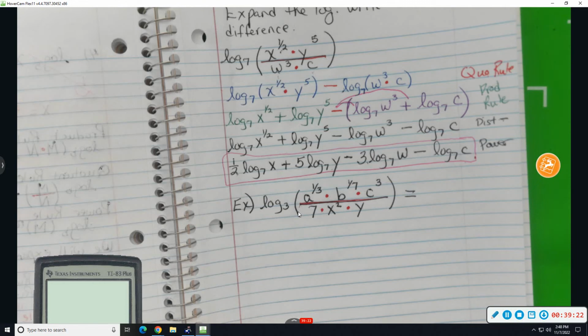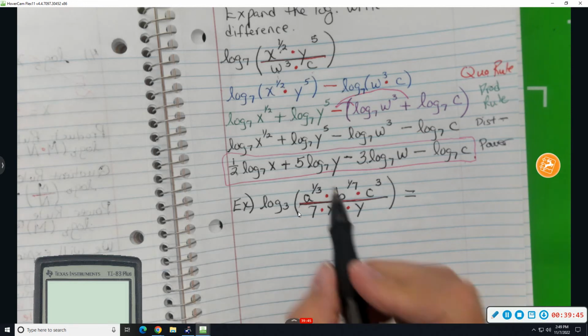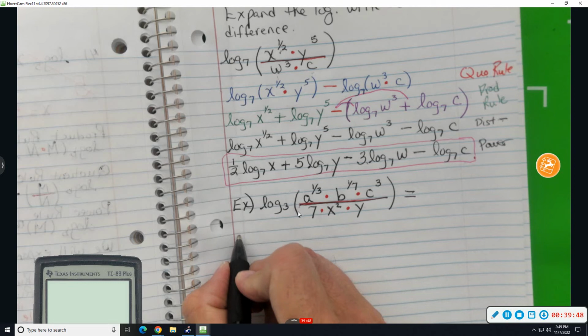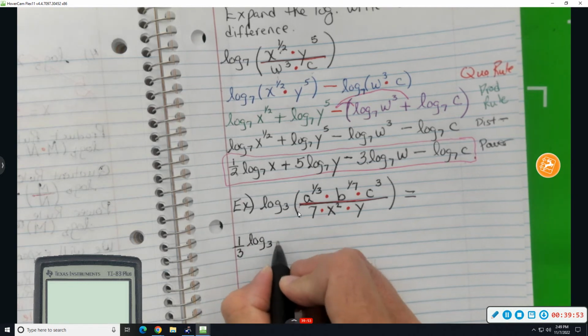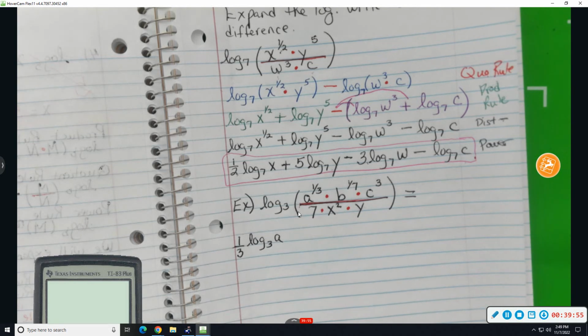The stuff on top has pluses in front of it. The stuff on the bottom has minuses. How many minus signs are we going to have in this? 2, 3 minuses. The exponents go in front of the letter L. So it's going to look like I'm just writing the answer down, and that's what I'm doing. You start off with the A. Put the exponent in front of the letter L. So it's 1/3 log base 3 of A.